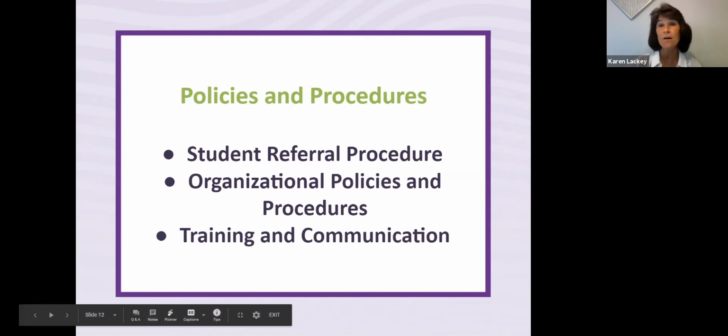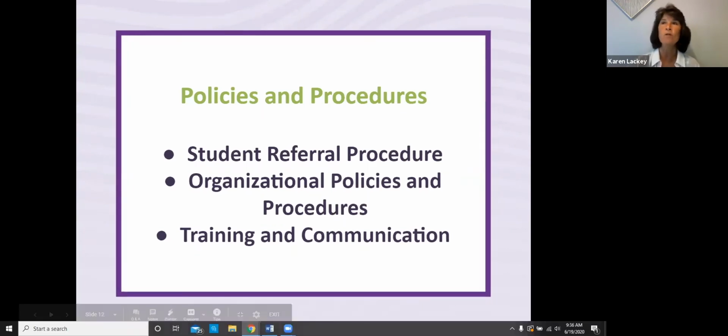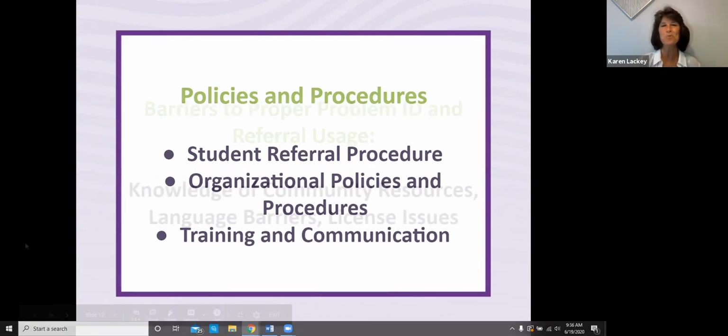So that is, in a nutshell, all the policies and procedures that came from all those case examples that we used. So Holly's going to go into a little bit more now about the barriers to getting some of this work done. Right.